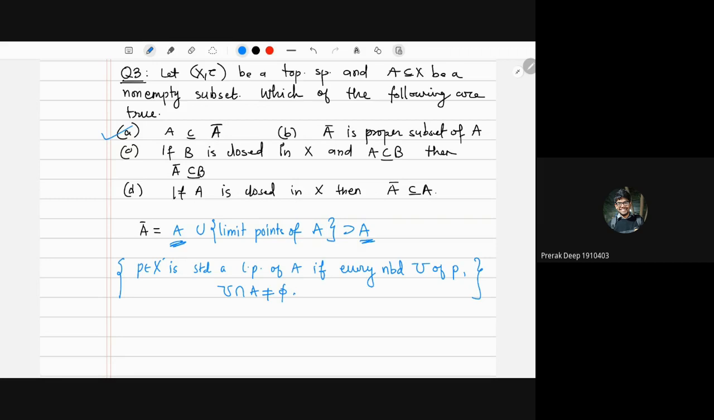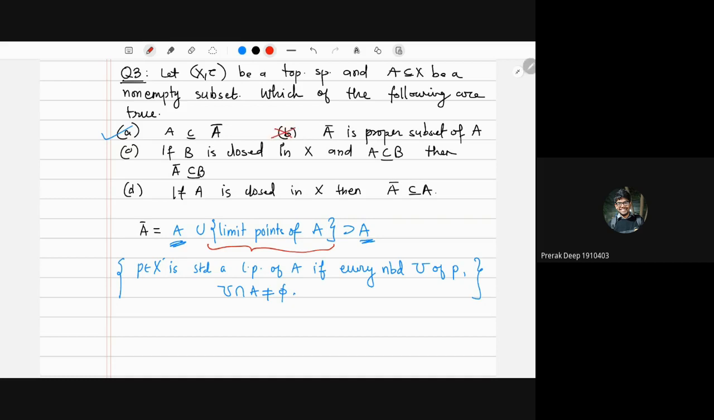Option B is wrong because A closure has extra points in it, which are the limit points of A. So it can't be a proper subset of A. Proper subset means it needs to be properly included inside A, but A closure is a larger set than A. So this is wrong.